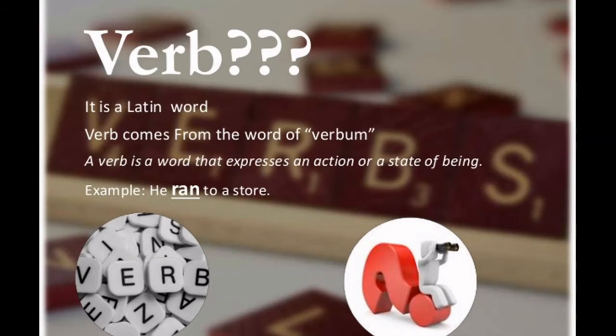First of all, let's discuss what is verb and what is the origin of the word verb. A verb is a word that expresses an action or state of being, and verb comes from the word verbum. So, students, you know that a verb plays an important role in the sentence structure. Without a verb, it won't be possible for you to make a sentence. And verb tells us about an action, process, event, or any state.